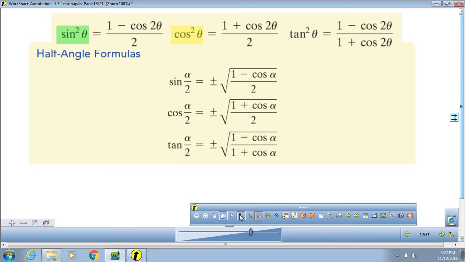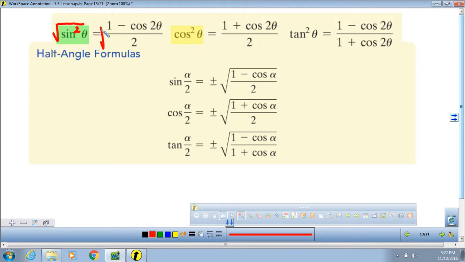And what happens, for example, on the first formula for sine squared of theta? If I want to get rid of the square, what do I need to do? I need to take the square root on both sides, and it's going to be a plus or minus in the front, right? That is called the square root property, so that cancels out the squares, and that's what you see right here.